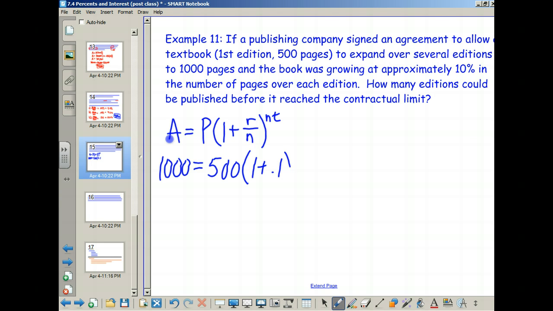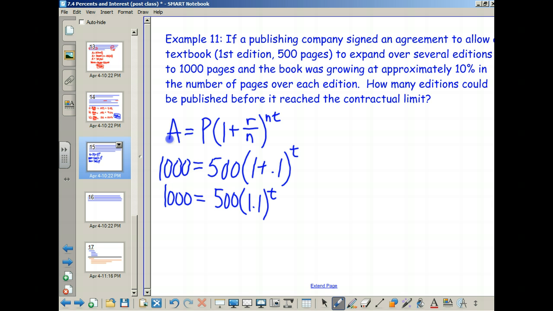And the n here is actually talking about how many times it does this per year. In this particular situation, it's how much it's doing per addition. So it's growing 10% every addition. So it's kind of like having 10% over 1. The n is the addition number. One addition grows 10%, okay? And again, up here, this n is like the number 1. So if we simplify this, we have 1,000 equals 500 times 1.1 to the t.